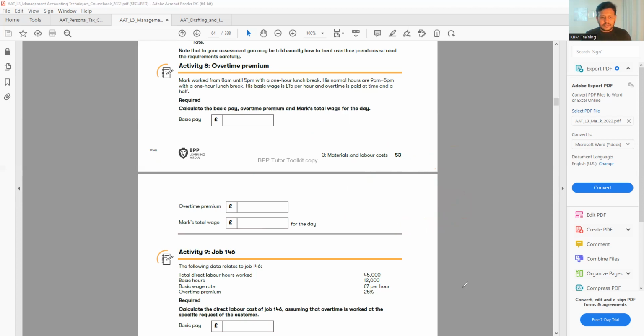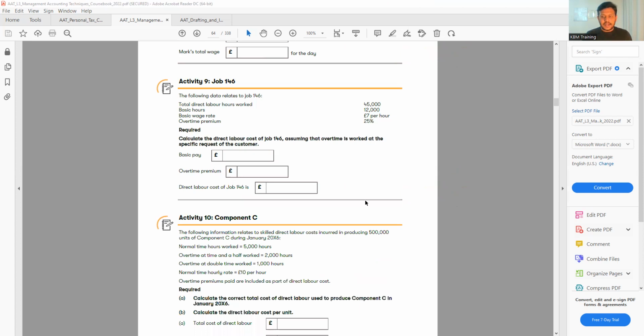Okay, so let's move to the next one. The next one we have here, activity 9, and it's a job. Remember that if I have a specific job, that time, even the overtime, will be the direct cost. Normally overtime is the indirect cost, but if the job is for a specific work or a specific contract, then even the overtime is our direct cost. Normally it is indirect, remember that.